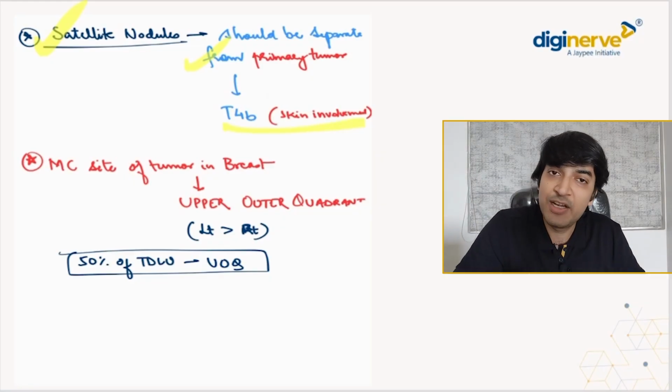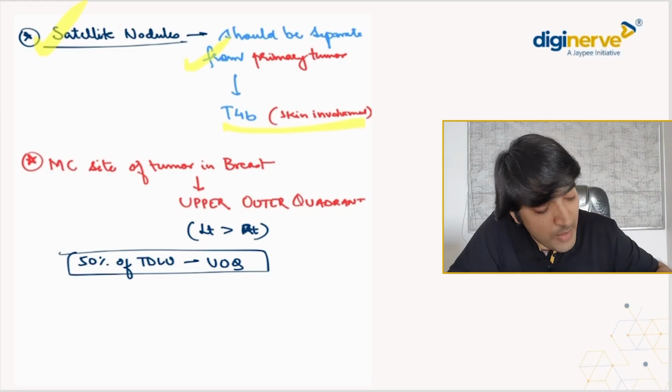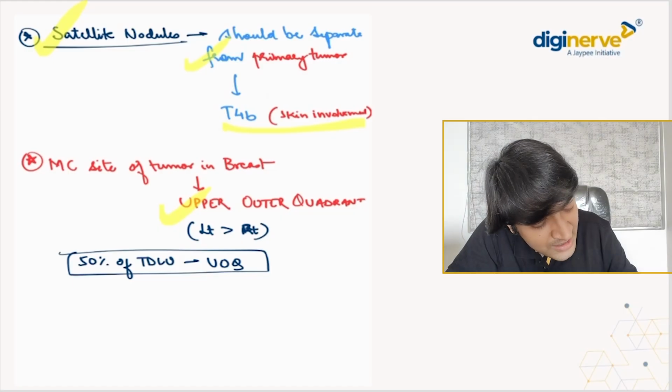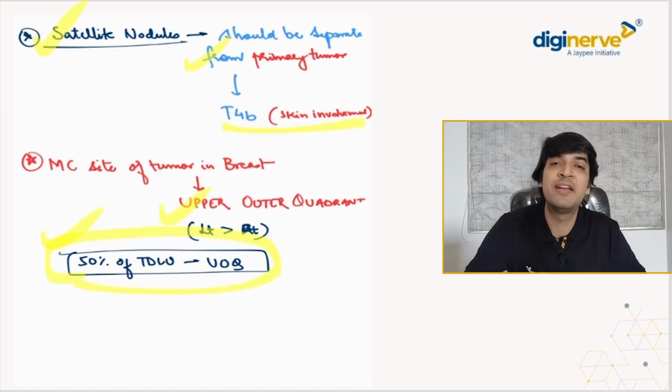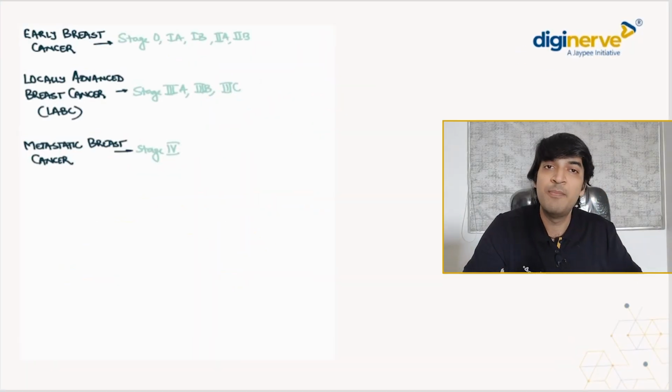Which is the most common site of tumor in the breast? We know it's the outer quadrant. Usually the left side is more commonly involved. Why the upper outer quadrant? Because 50% of the TDLU, terminal ductal lobular unit, is located in the upper outer quadrant. So this was the basic concept.